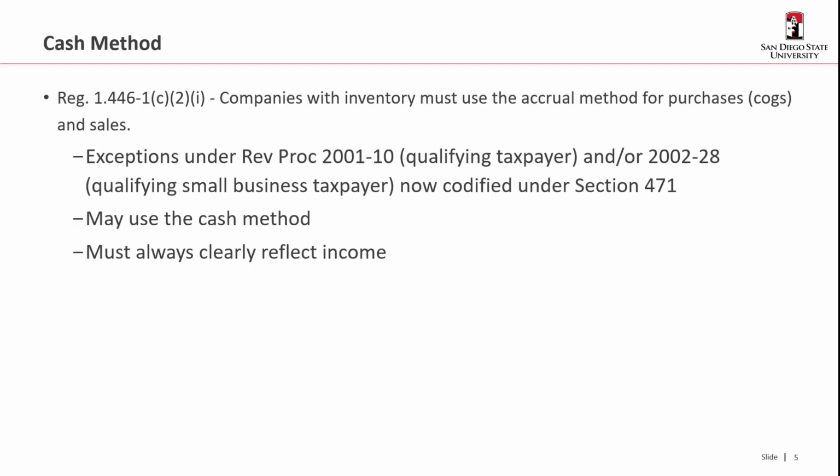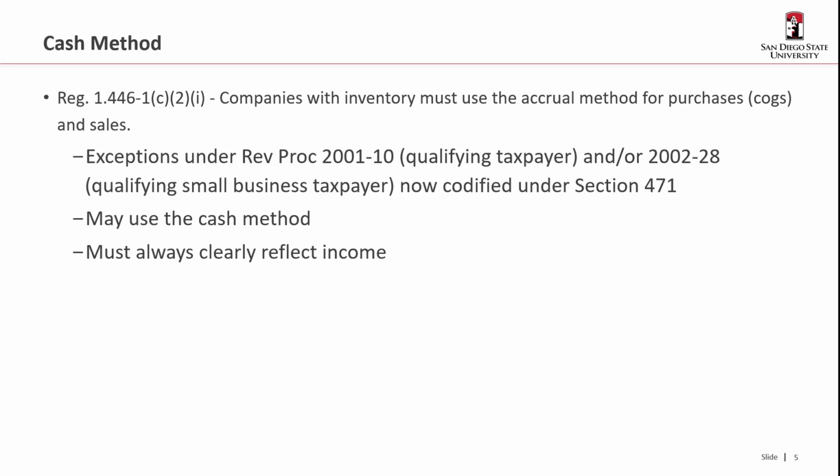Okay. So even when a company is eligible to use the cash method, if you have inventory under the 446 regs, you are in fact required to use the accrual method for your inventory. And there used to be a couple of exceptions under a couple of revenue procedures, but all that got codified into Section 471. And 471 says now if you are under 25 million in gross receipts, you can use the cash method for your inventory also, with the caveat that, again, it must always clearly reflect income.